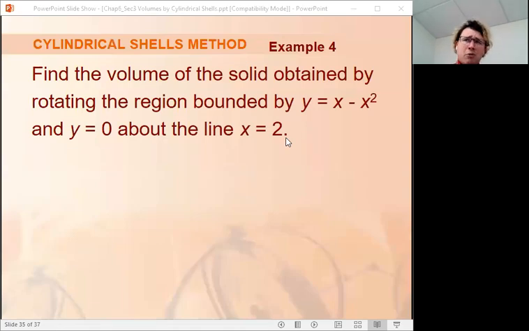So how do I know which is the better way to do a problem? Here we are taking the region bounded by y equals x minus x squared and y equals 0. We're rotating around the line x equals 2. So my geometry is a little bit more complicated, but I can still do this. I just have to draw the picture and make sure that I understand the geometry that I'm being asked for.